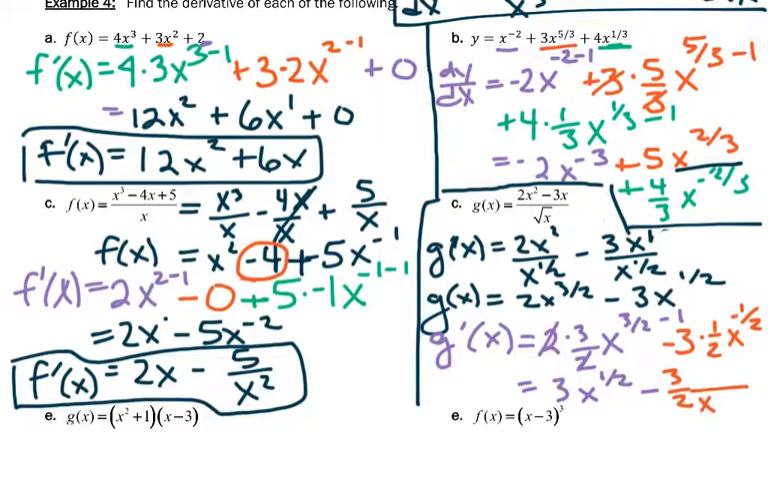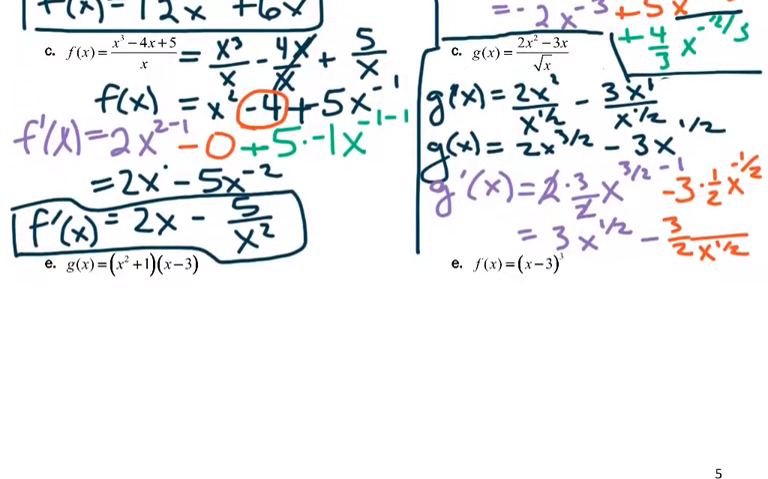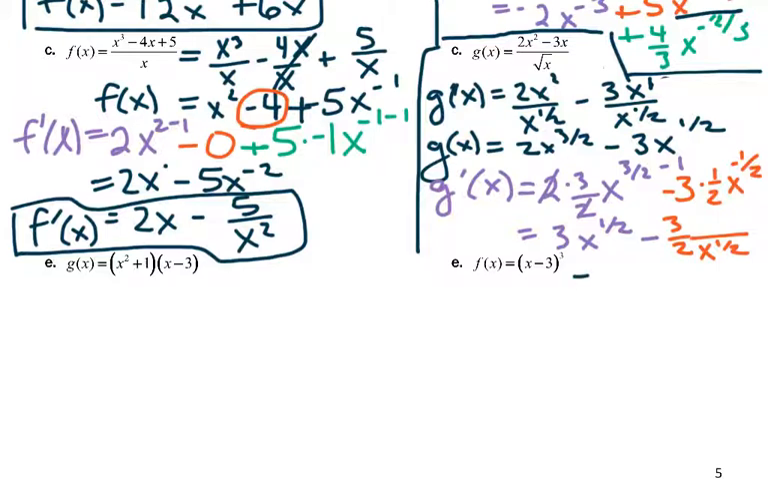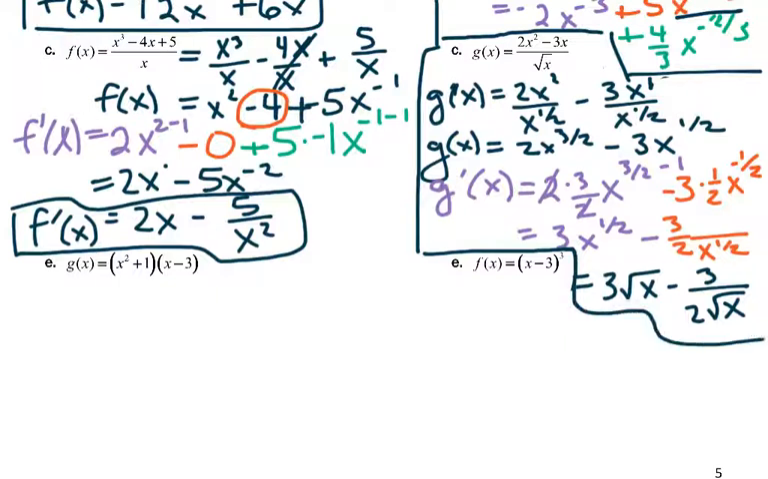So let's get rid of that negative exponent and make this x to the 1/2 in the denominator. Okay, so final run through here. We have 3 square root of x minus 3 over 2 square root of x. And that is our derivative. It's our final answer for C. All right, on to E.